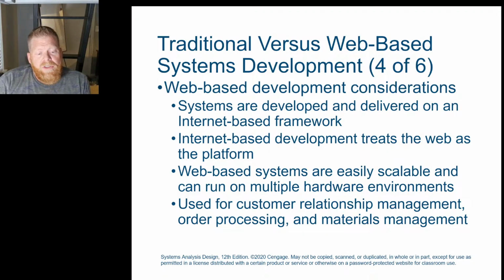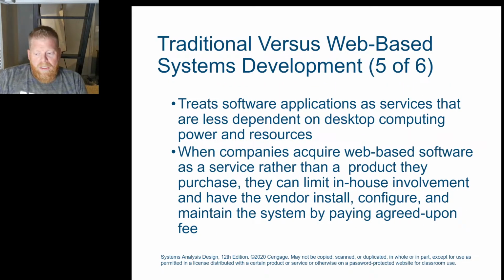You have to use customer relationship management, order processing, and materials management systems to be able to support these larger software systems. Essentially, if you're the consultant, you're going to be moving your customers to an EIS, or enterprise information system, which is a fully integrated system across the entire organization. That's what we're slowly getting towards as we move through this book.